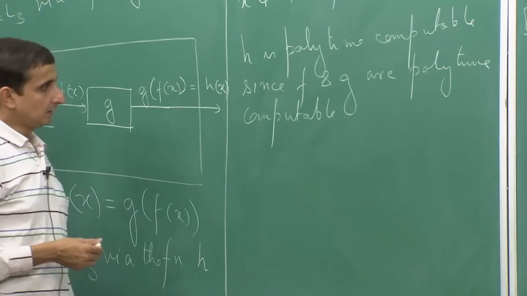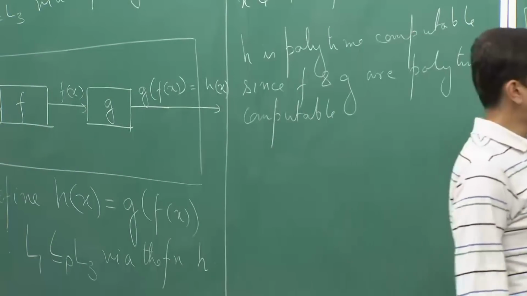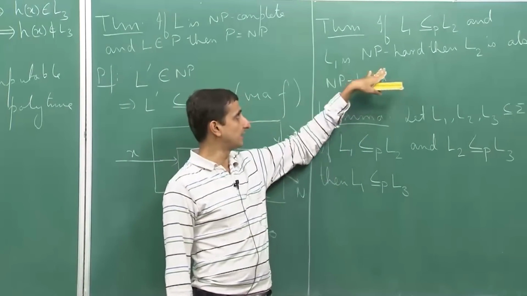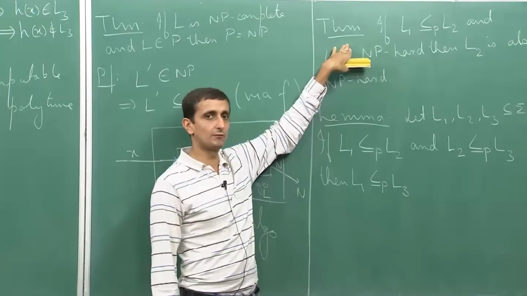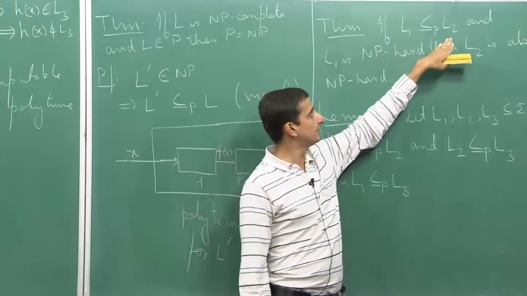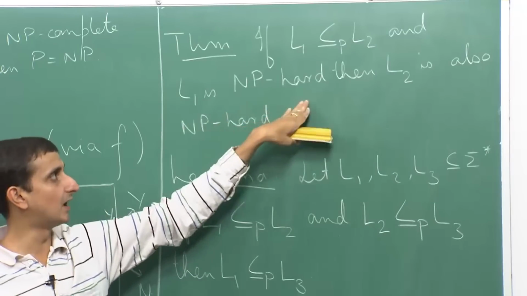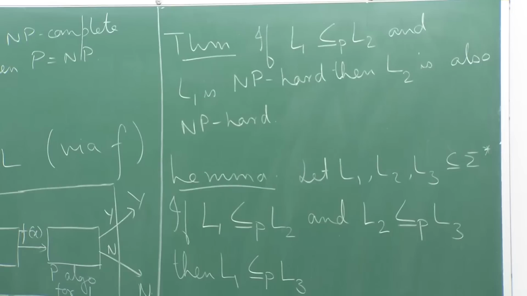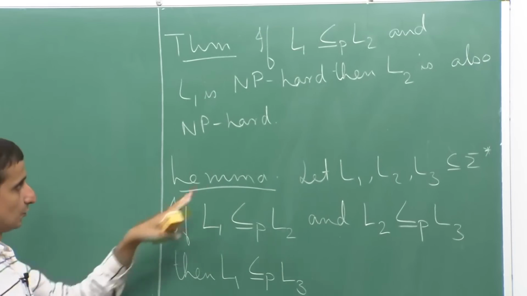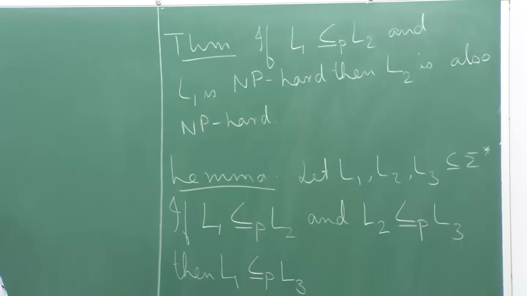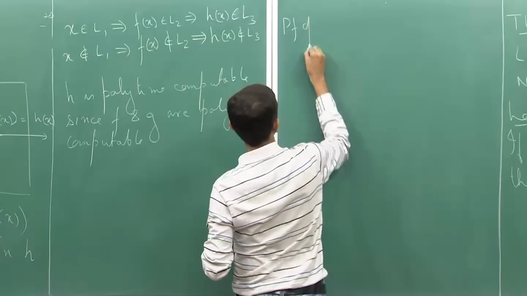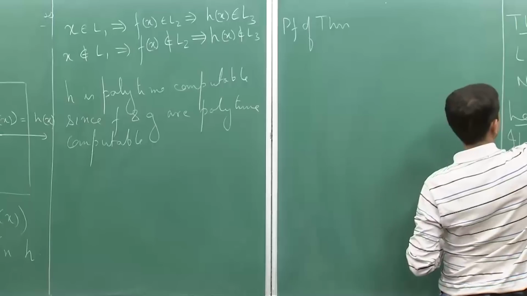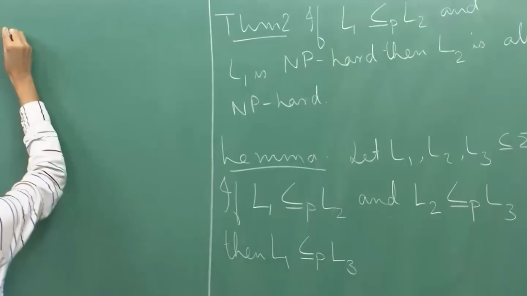Okay. So, now we will use this fact to prove our theorem. This was the lemma that we showed, and this is the proof of the lemma. Now, let us go back to the proof of this theorem. This is what we want to show, that if L1 reduces to L2 and L1 is NP hard, then L2 is also NP hard. So, what I want to show is that L2 is NP hard. Let us give this a name, theorem 2. So, proof of theorem 2.